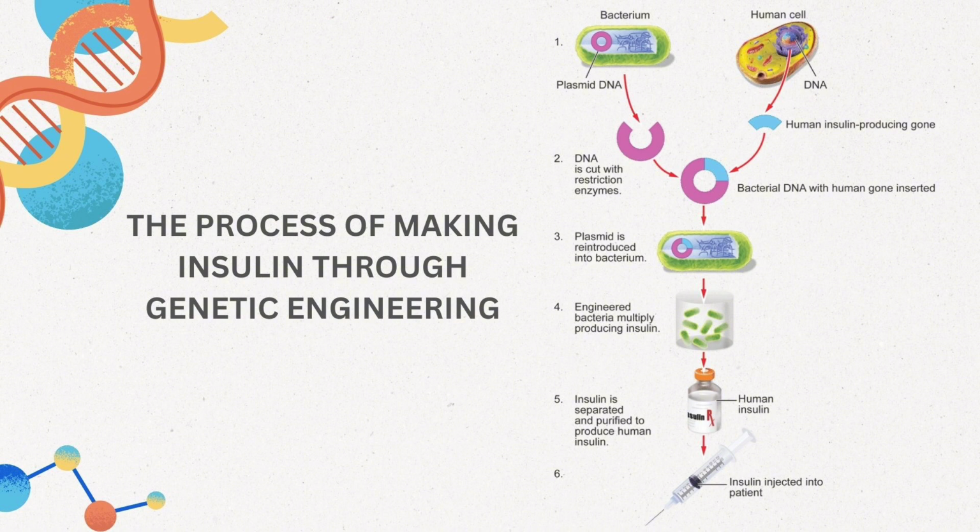So fifth, insulin is separated and purified to produce human insulin. Insulin produced by the bacteria is extracted, purified, and processed to yield pure human insulin, stable for medical use. So last, insulin is ready to be injected into the diabetic patient.